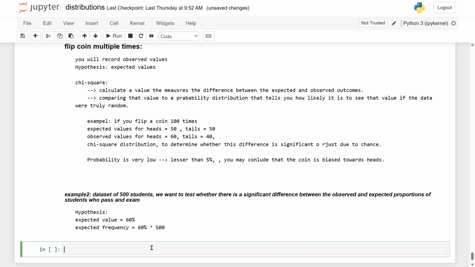Then to test this hypothesis using chi-square distribution, we have to perform the following steps. Let's begin one by one. Step 1: divide the students into two groups.